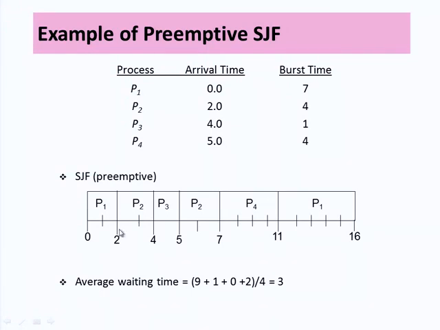P2 at t equals 2. Now, P2 needs 4. And P1 is left with how many milliseconds? It needed 7. It only got the service for 2 milliseconds, which means it's left with 5. So the remaining time is 5 for P1. However, P2 needs 4, so P2 will take over. And what about P1? It will queue with 5.